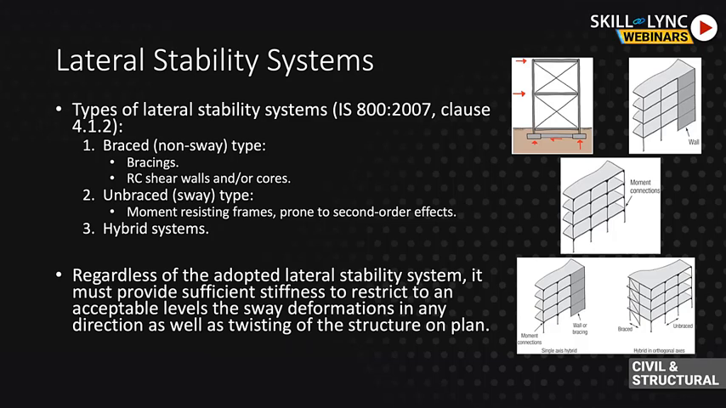Regardless of what lateral stability system you end up choosing, you must ensure that it has sufficient stiffness to restrict to acceptable levels the sway deformations in any direction. So that basically means in both orthogonal directions, as well as twisting of the structure on plan, which we will come to in one of the upcoming slides.